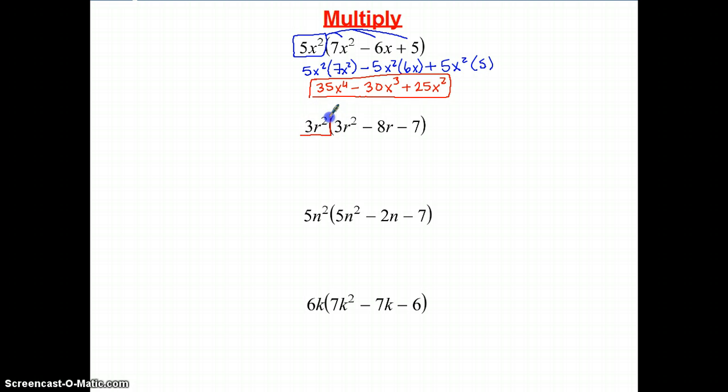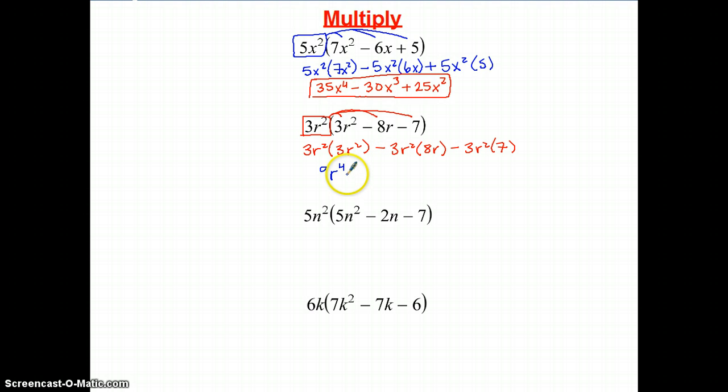Now distributing my 3r squared to all 3 terms in the parentheses. I have 3r squared times 3r squared minus 3r squared times 8r minus 3r squared times 7. 3r squared times 3r squared gives me 9r to the 4th.